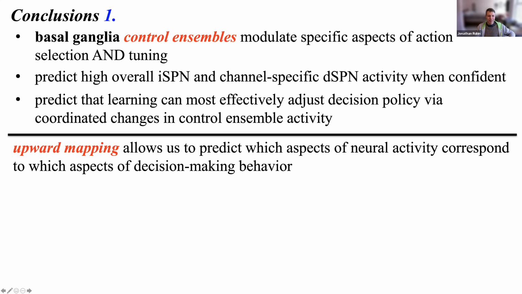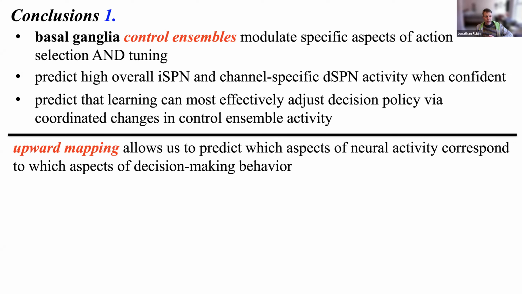Okay, so the method here is aimed at getting a hold of these control ensembles that modulate these aspects of action selection, and we have these predictions. So for example, we predict that when you're confident and you really want to push your decision policy in a confident direction, you actually want high overall ISPN activity, which is a little counter to what people usually say in this field. But you want a very channel-specific promotion of DSPN activity to make sure you make the right choice.